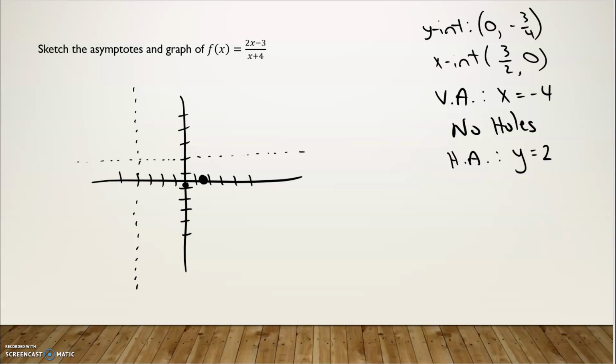And we need to look at this right here. We could put parentheses around it. This has a multiplicity of 1, so it's going to go through that point right there. So looks like the graph is going to do something like this right here. Go towards that asymptote, comes through this point, and then goes right here.